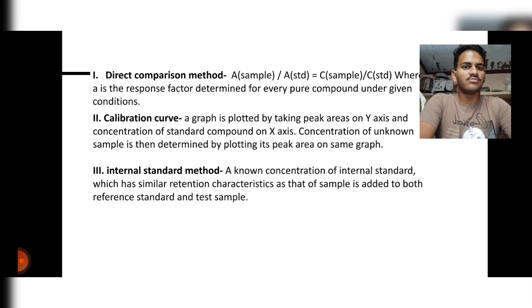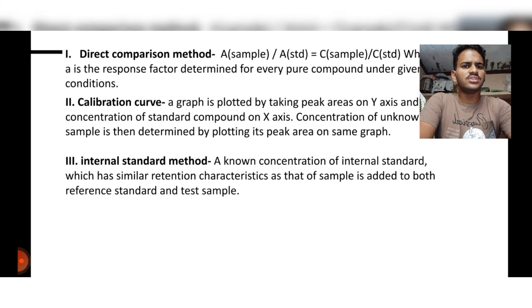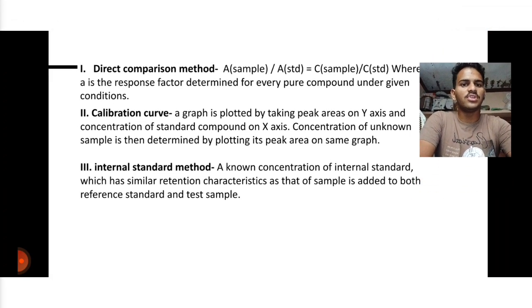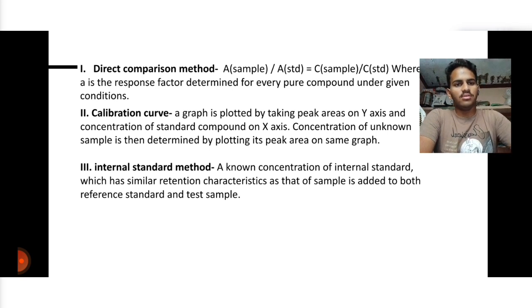Second, calibration curve. A graph is plotted by taking peak areas on the y-axis and concentration of standard compound on the x-axis. Concentration of unknown sample is then determined by plotting its peak area on the same graph. Third point, internal standard method. A known concentration of internal standard which has similar retention characteristics as that of sample is added to both reference standard and test sample.